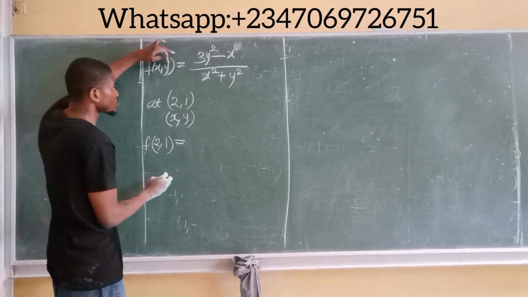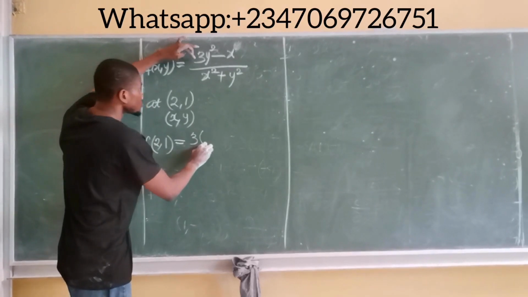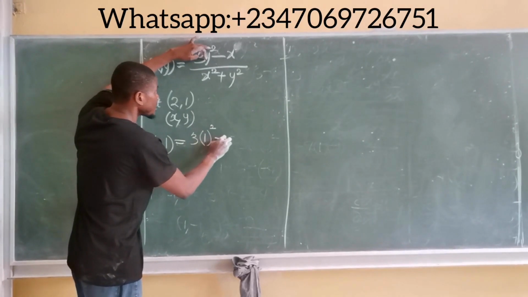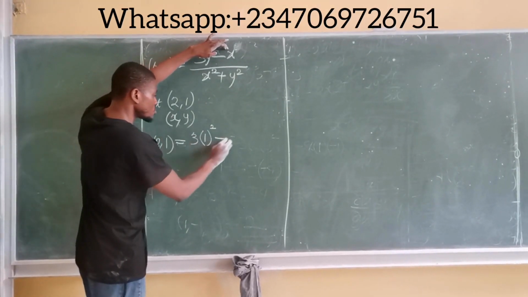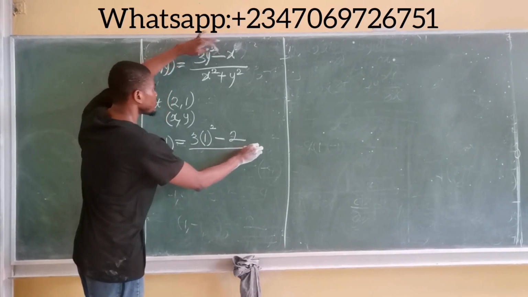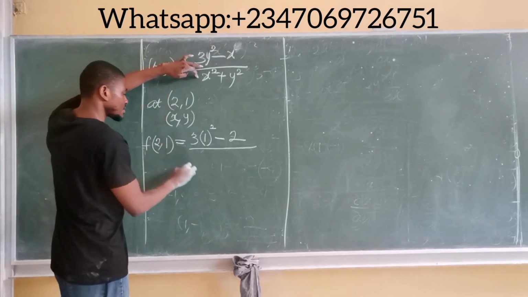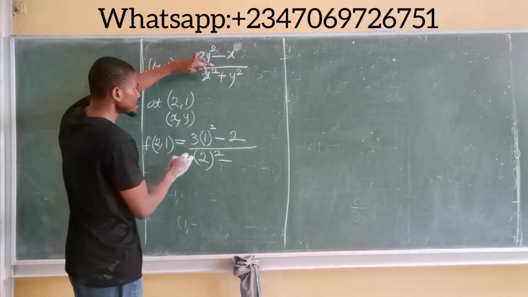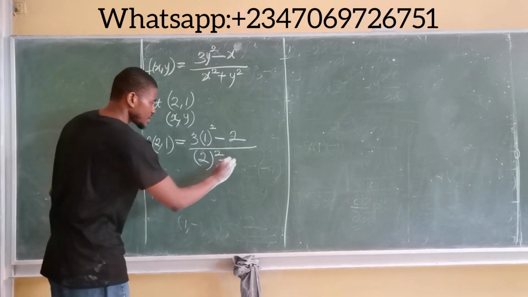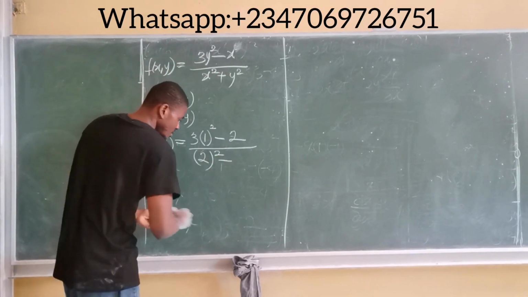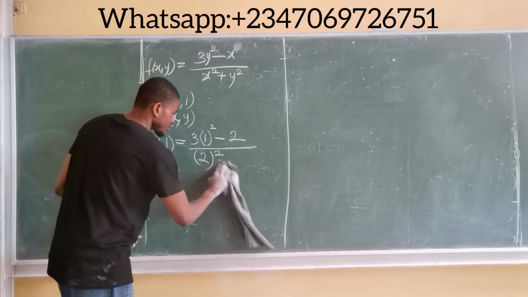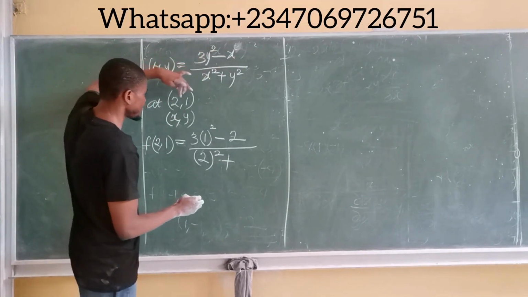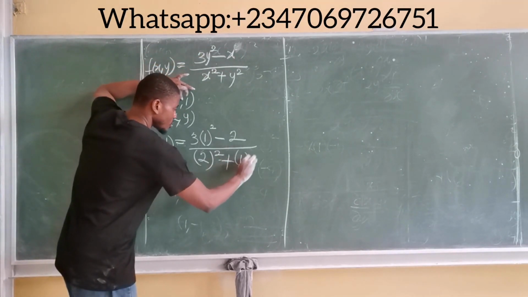And that's simply equal to, here I have 3 into y squared, and y stands for 1, so this is simply 1 squared. Minus, I have x here, and x stands for 2, so minus 2 all over, I have here x squared, x here stands for 2, it becomes 2 all squared. Plus, I have y squared here, and y here stands for 1. This is simply 1 all squared.